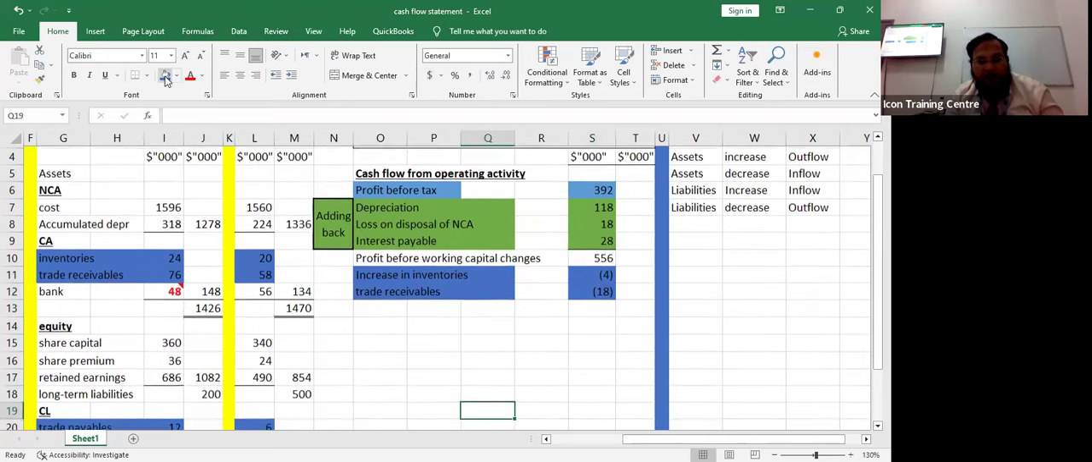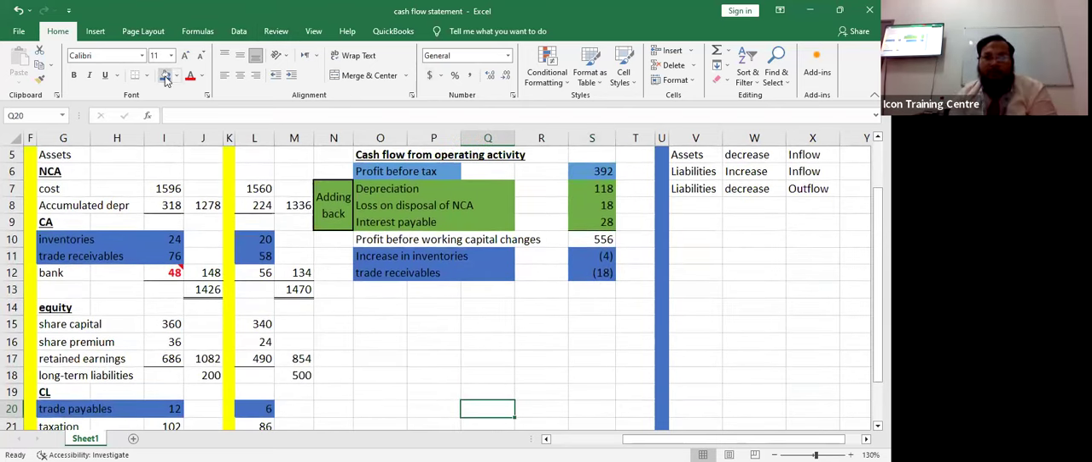Now the next thing we need to discuss is our trade payables. Be careful, please. Brother Emmanuel, are trade payables increasing or decreasing? Just have a look here, please. Trade payables increasing or decreasing? Current liabilities.